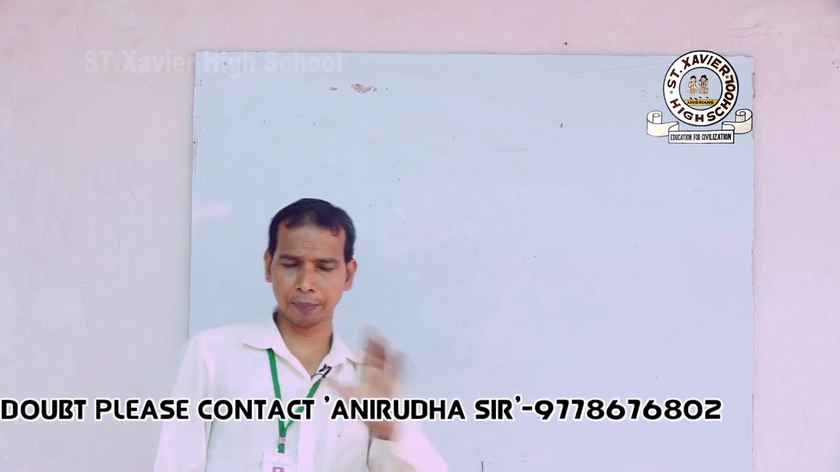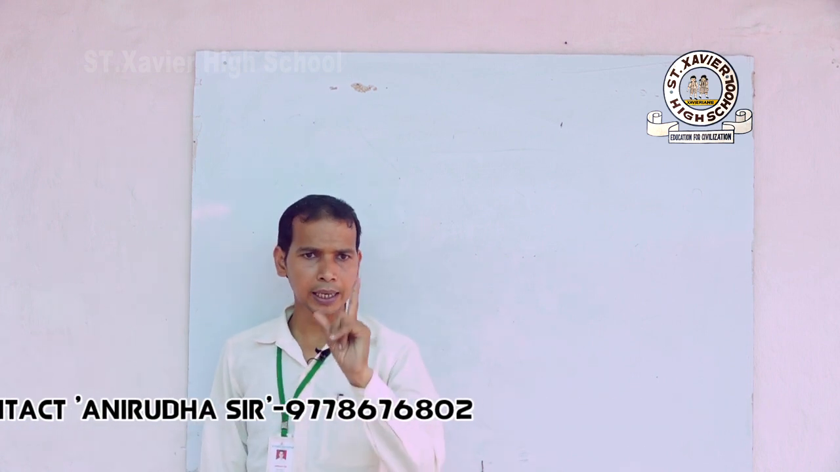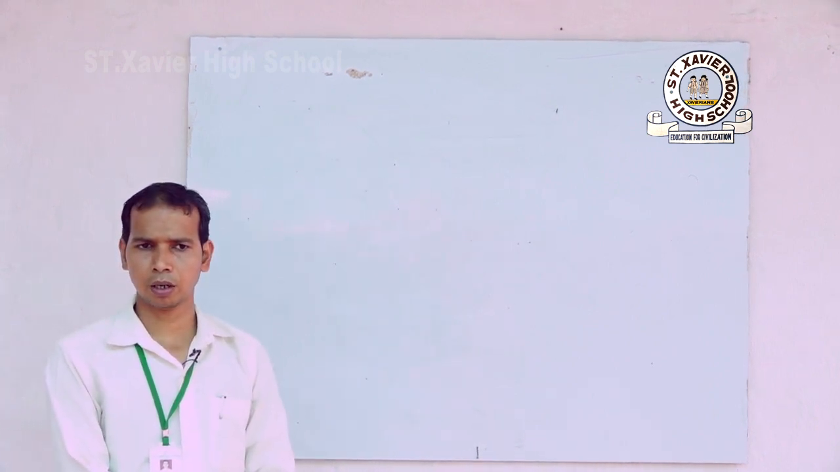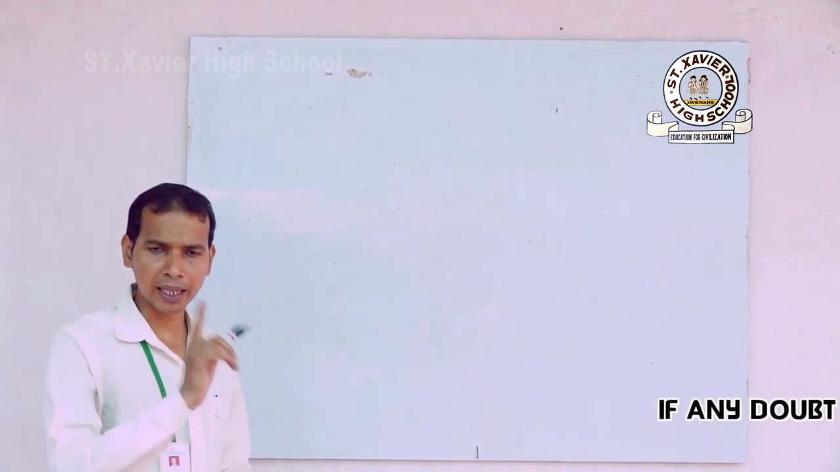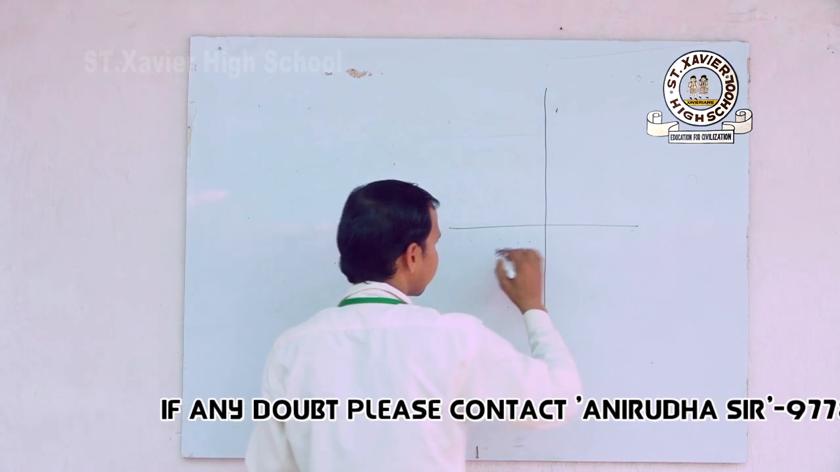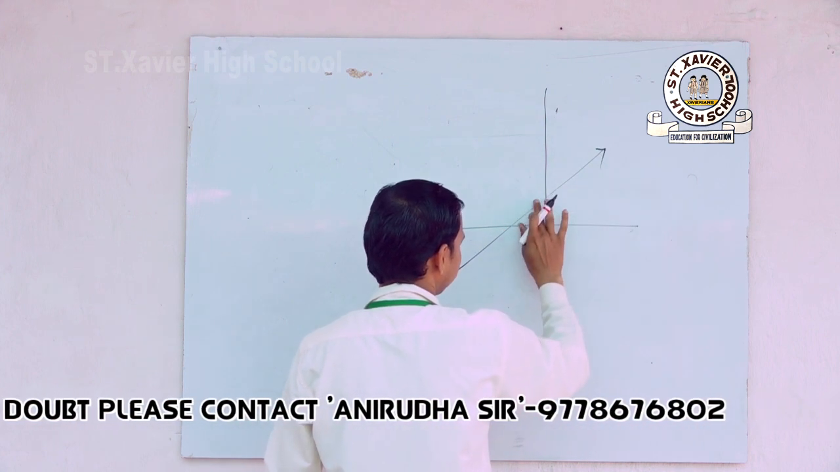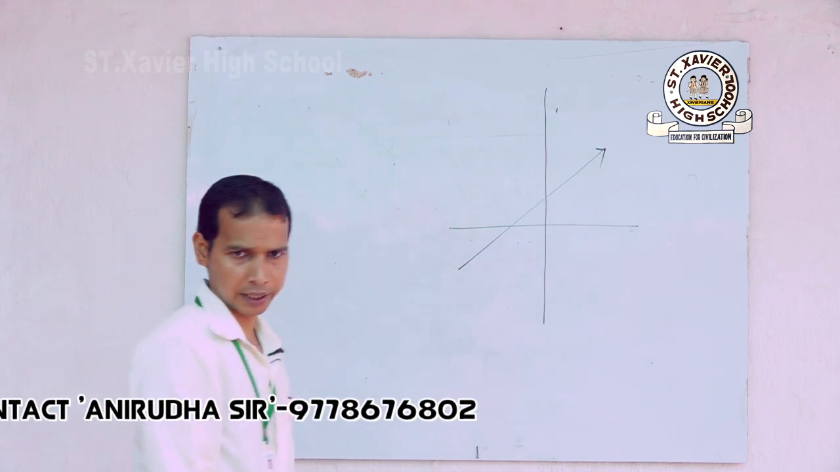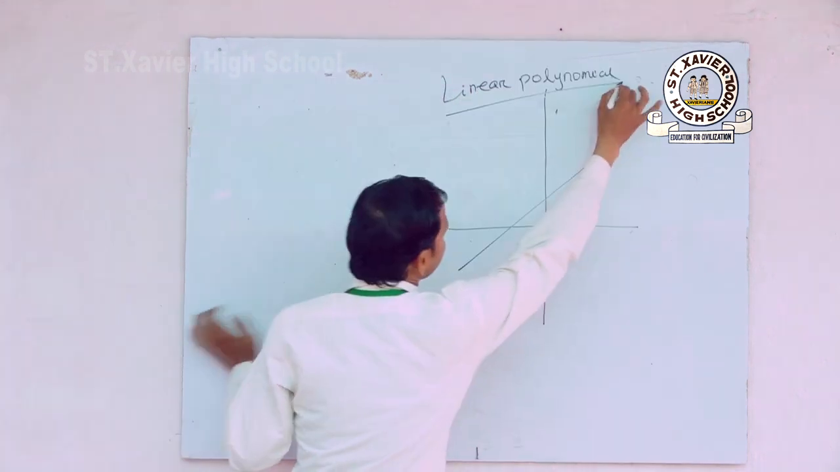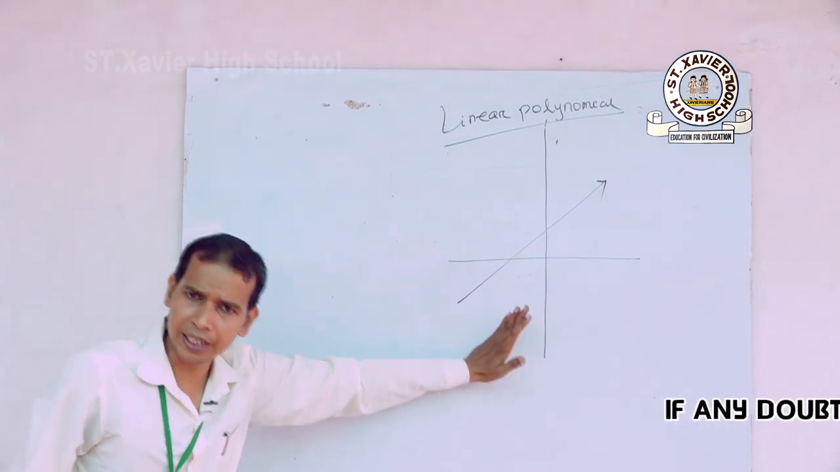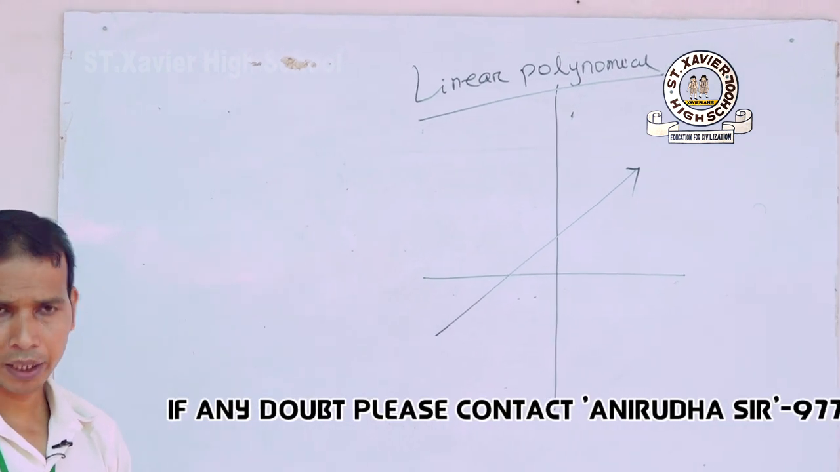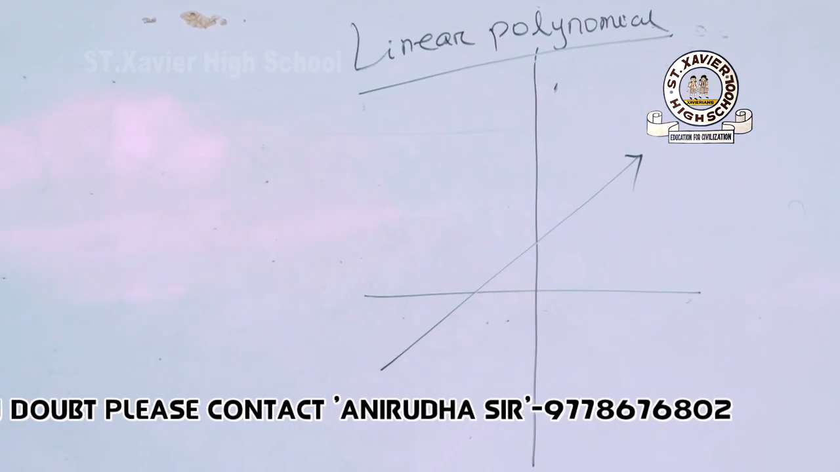Look, in the previous class, you know, a linear polynomial. If you take a linear polynomial and draw a graph, the graph of a linear polynomial must be a straight line. That must be a straight line. Okay, so in this case, you get the number of zeros.